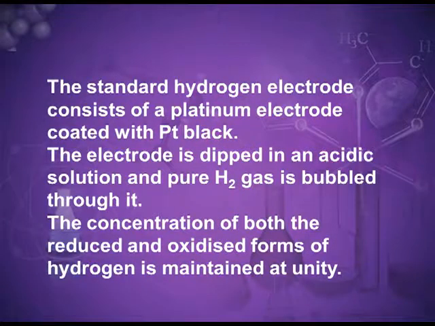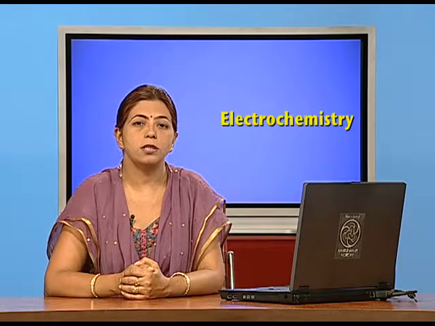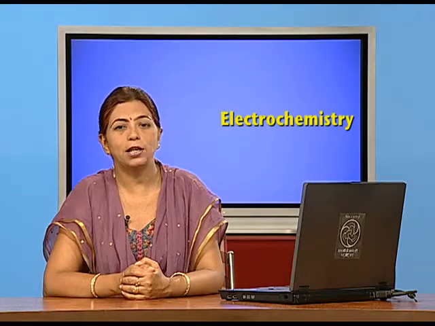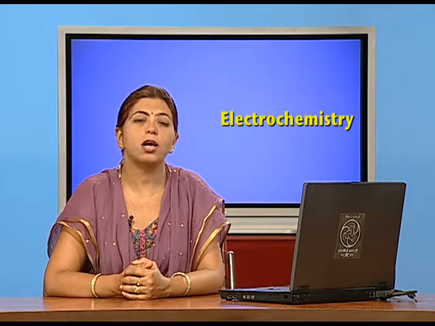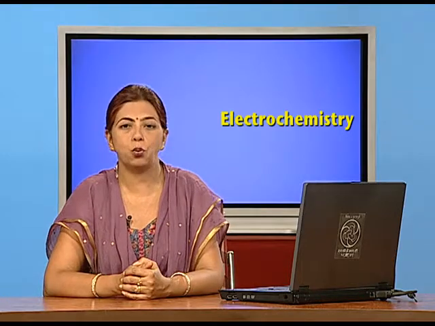This platinum wire enclosed in the glass tube is known as the platinum electrode. It is dipped in a solution of hydrogen ions whose concentration is 1 molar. Hydrogen gas is constantly bubbled through this solution at 1 atmospheric pressure. This is the standard hydrogen electrode, which can act as anode as well as cathode depending upon the other half cell. Earlier I told you, arbitrarily its potential has been fixed as 0 volts.